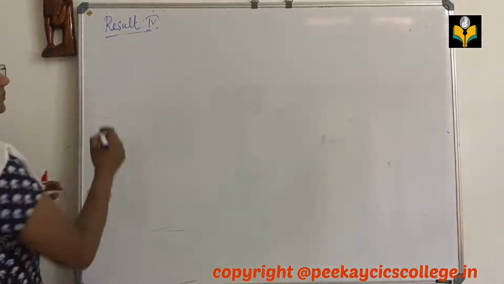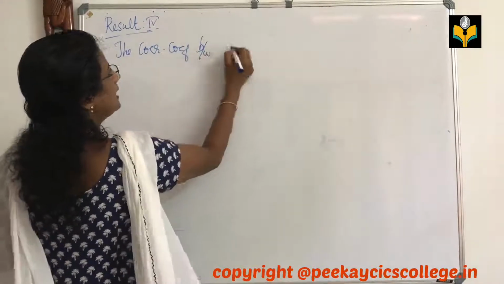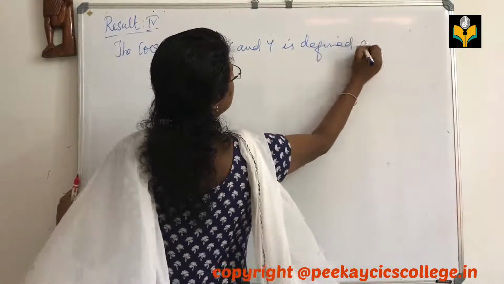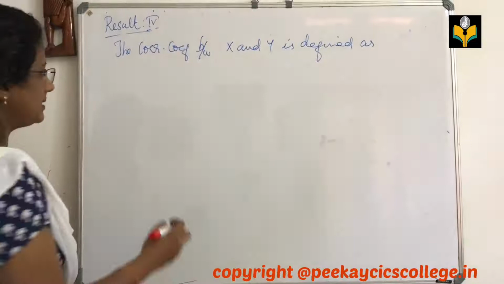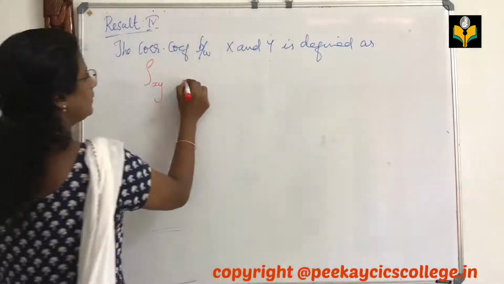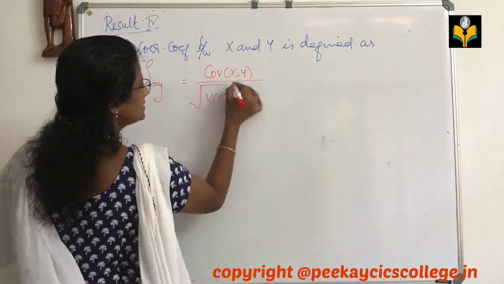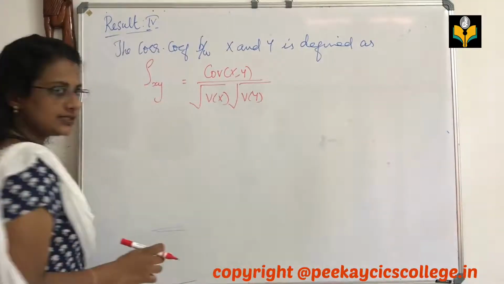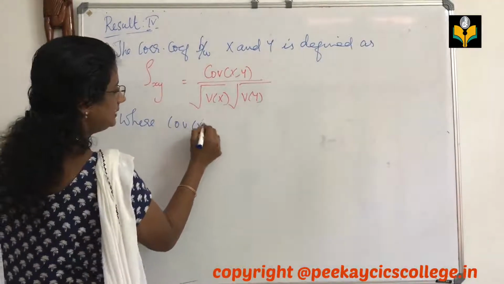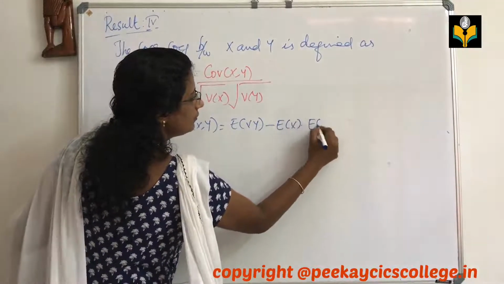Next result number 4. The correlation coefficient between x and y is defined as, you know the correlation coefficient rho xy or p xy: rho xy equal to Cov(x,y) divided by root of variance of x into root of variance of y. Okay, where, what is covariance of xy? We have already learned that Cov(x,y) equal to E of xy minus E of x into E of y.